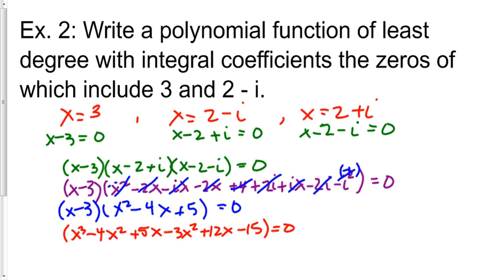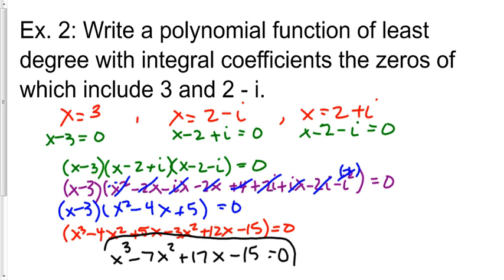The last step is to put together any like terms. So I've got an x to the third. I've got negative 4x squared and negative 3x squared. That's minus 7x squared. Positive 5x and positive 12x is positive 17x. And then there's a minus 15. So here's my polynomial function. It's got integral coefficients. It's degree 3. And assuming I did all my math correctly, it's got 3 zeros: 3, 2 minus i, and 2 plus i.